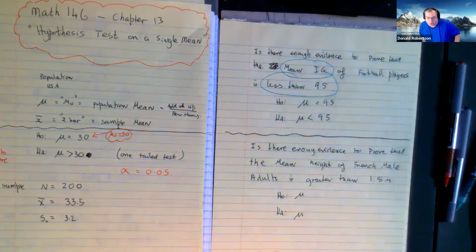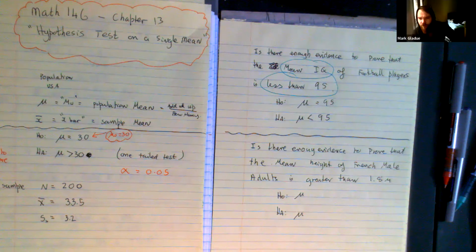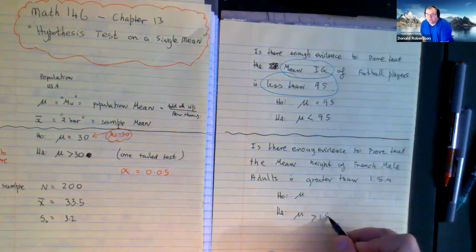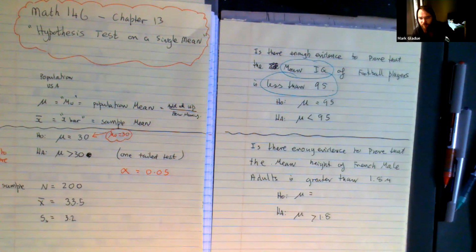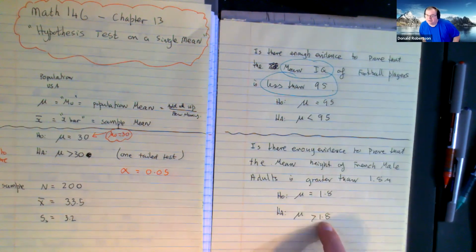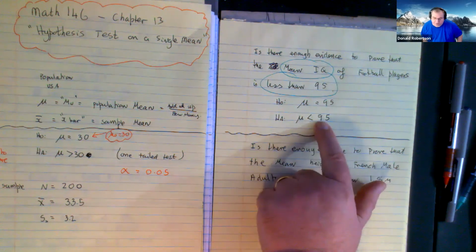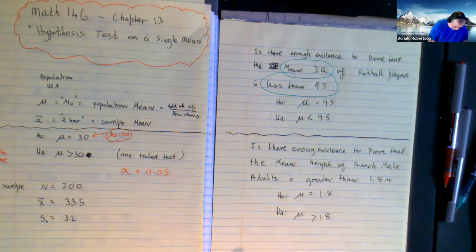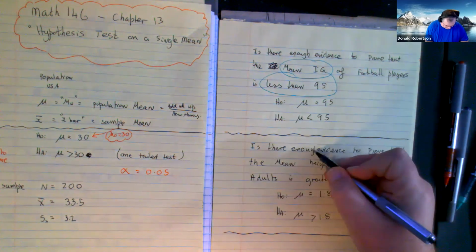Anybody want to tell me what the alternate would look like in this story? Mu is greater than 1.8 meters. And what would the top one be then? Mu is equal to 1.8 meters. So can you see it's okay to have decimals, right? That would not be a proportion story. You would never get a proportion bigger than 1.8 or less than 1.8. You'd never get a proportion less than 95 or greater than 95. This would be our second situation.